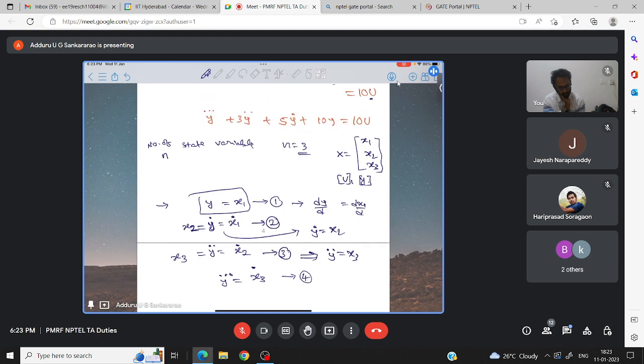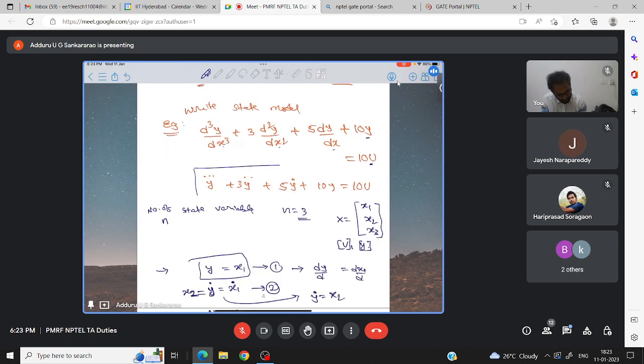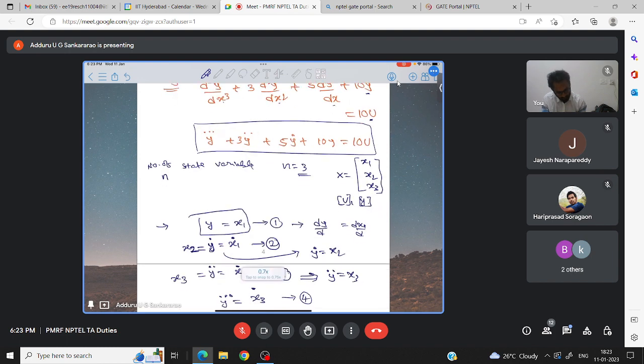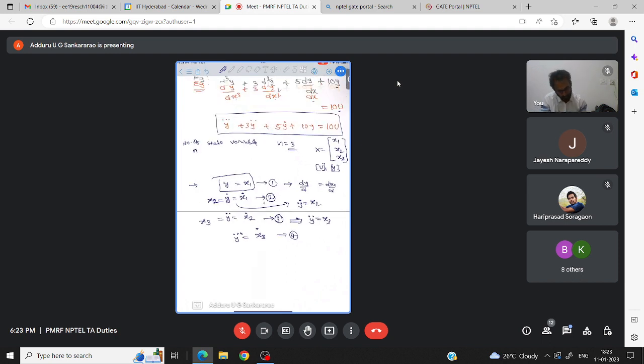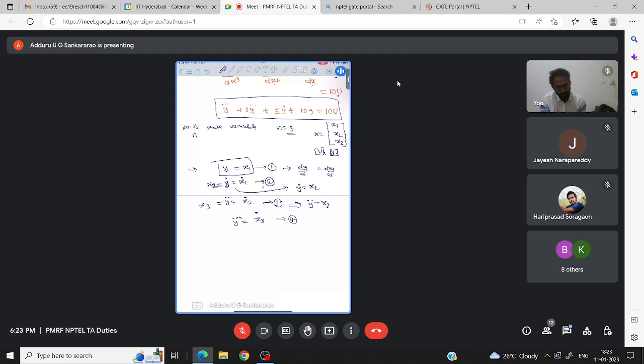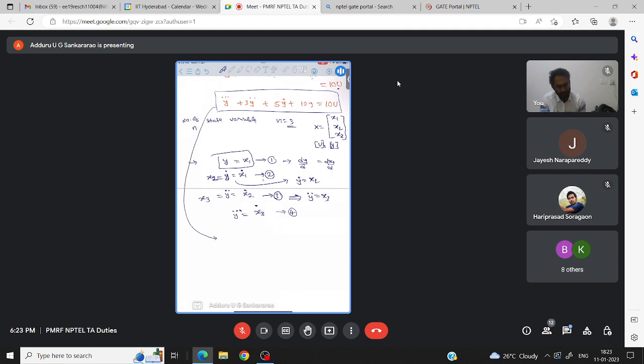First initially start with y equal to x1. Then you differentiate one by one: x1 dot as x2, x2 dot as x3, like this you are going. Now all these you represent in the original given input equation. In this, y triple dot is nothing but x3 dot, plus 3 into y double dot. Y double dot is what? Can somebody tell me?